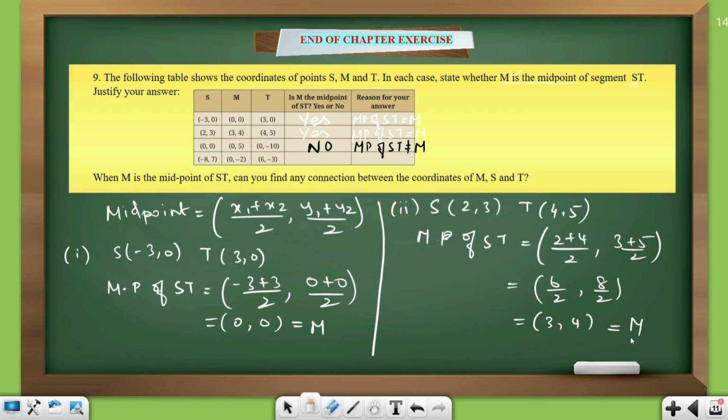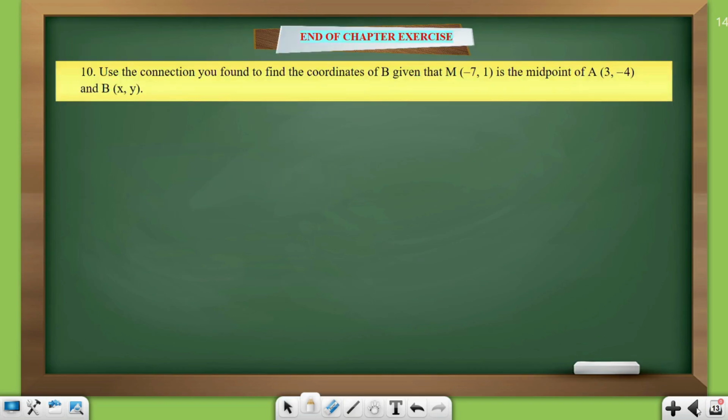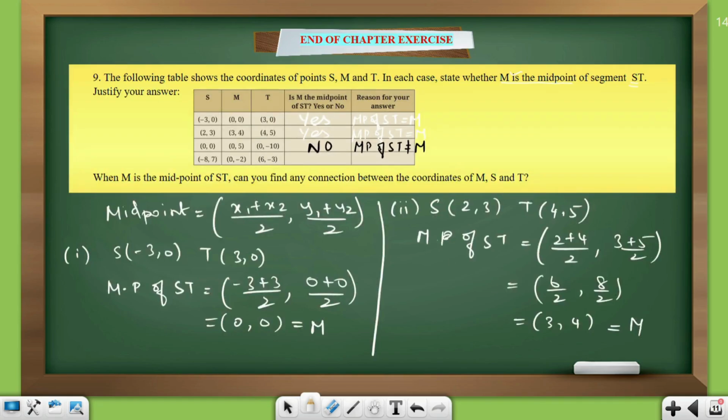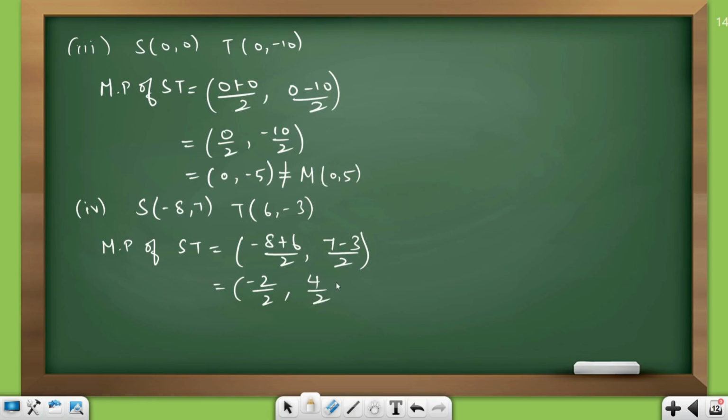And for the last one, the point S is (-8, 7) and the point T is (6, -3). So here the midpoint of ST is equal to x1 plus x2, which is minus 8 plus 6 by 2, y1 plus y2, which is 7 minus 3 by 2. So this is going to be minus 2 by 2 and this is 4 by 2. Minus 2 by 2 is minus 1, and 4 by 2 is 2.